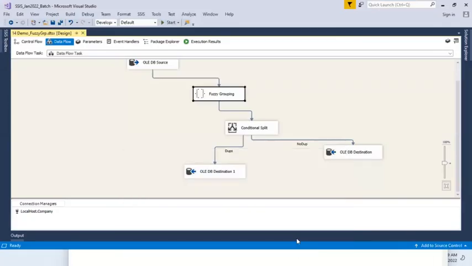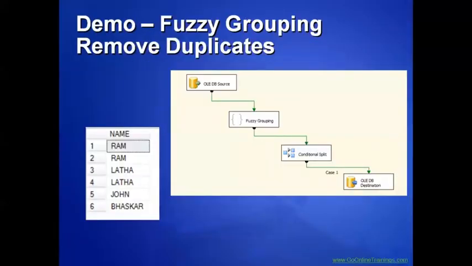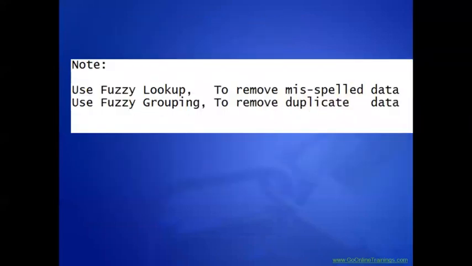So what is happening? Many people think that this is very, very slow, but that is also true. Use fuzzy lookup to remove misspelled data. Use fuzzy grouping to remove the duplicate data. So these are the purposes. Compulsory interview question. In real time we use it sparingly.